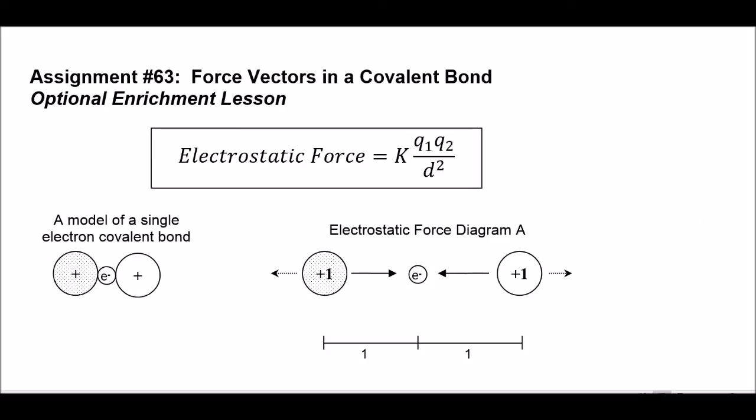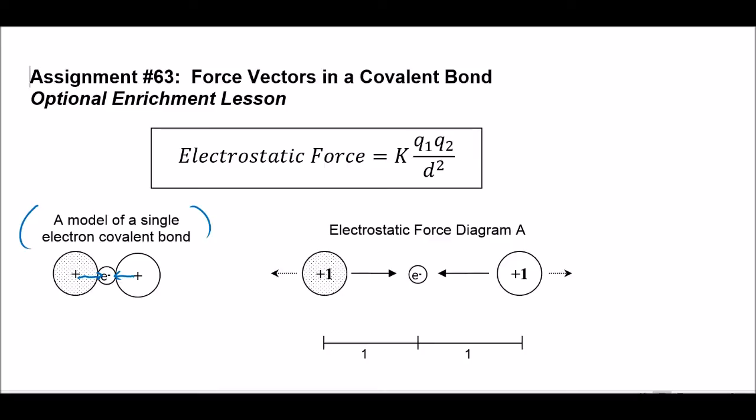So here we have this simple model of a covalent bond. What you should see is that there's a force pulling this nucleus toward the electron. It's an attractive force. There's a force pulling this nucleus toward the electron. It's an attractive force. Those forces hold this together as a bond.